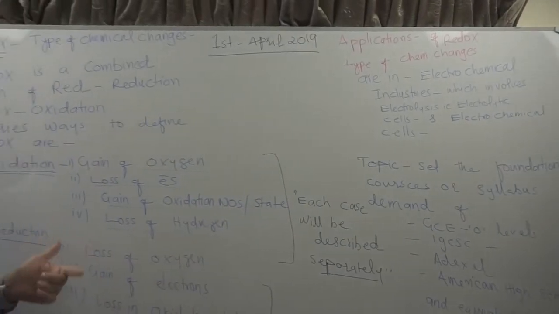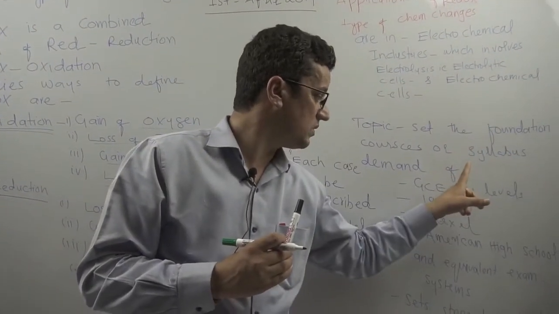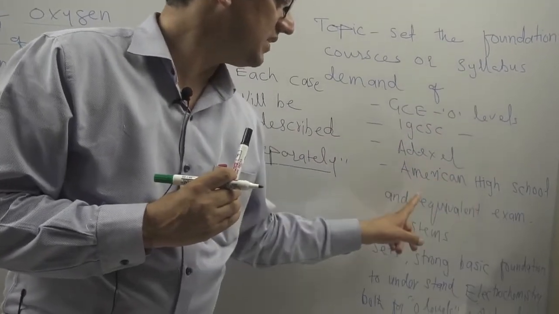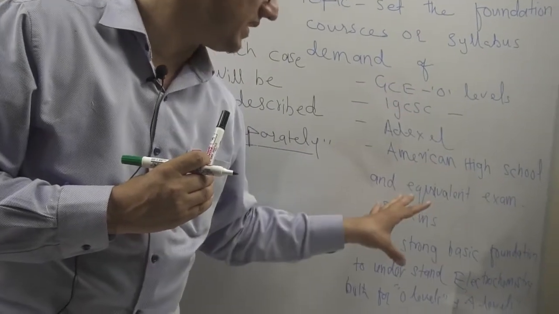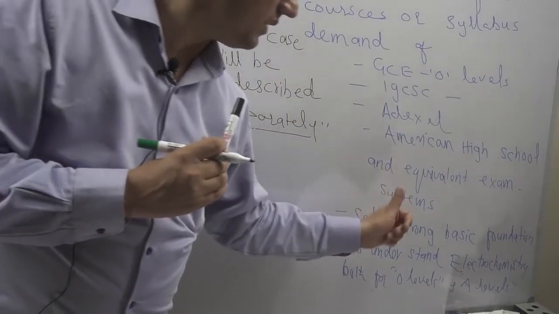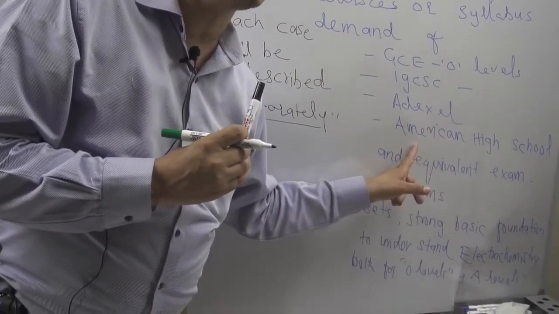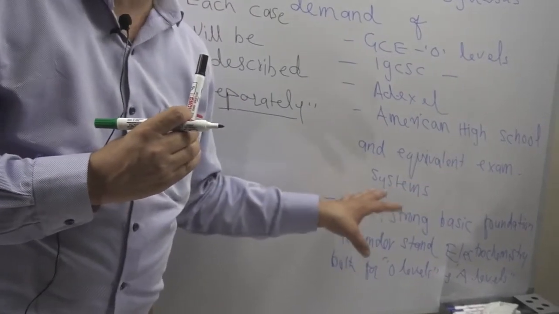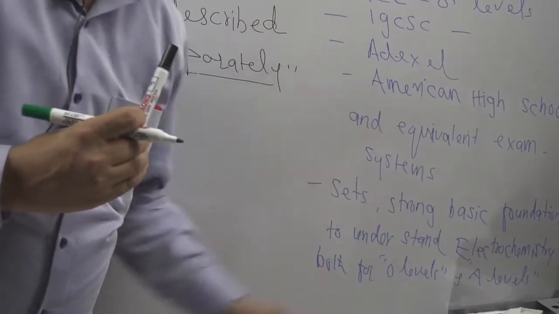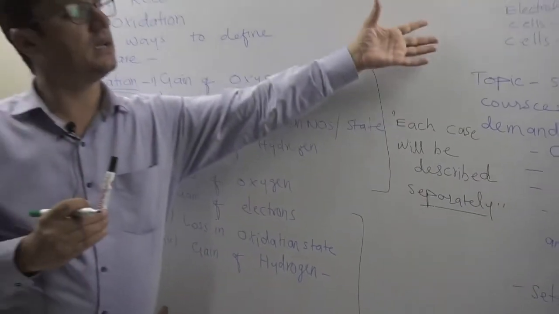So it is the basic skill needed, and the topic covers the foundation syllabus for O levels, IGCSE, Edexcel, American High School, and many equivalent exam systems at this level. Remember, this topic of redox will give you a strong foundation for your electrochemistry, both in O levels and A levels. Even redox reactions will help you understand how metals are extracted from their ores.